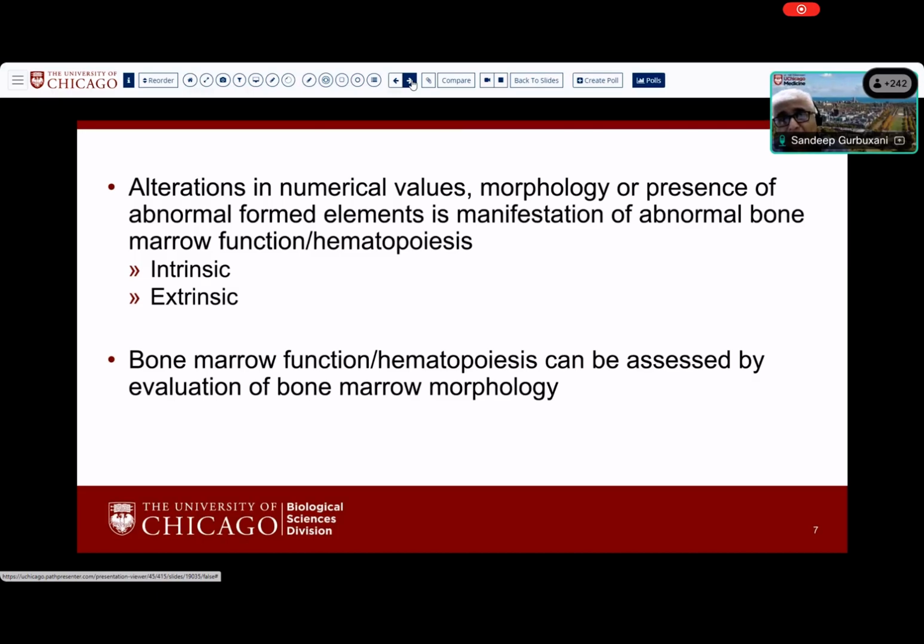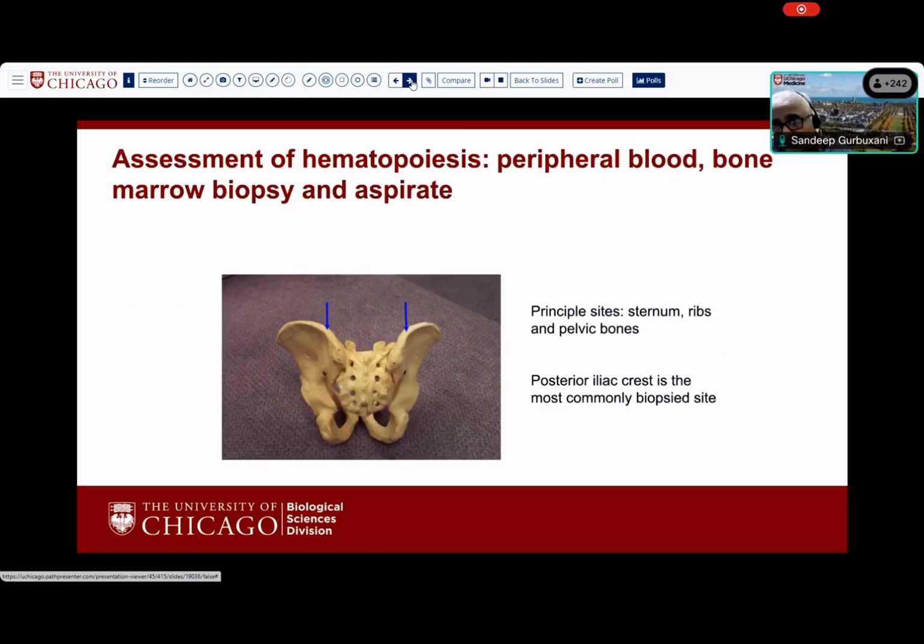And all of these, again, are abnormalities that are perceived in the peripheral blood and may trigger a bone marrow examination. And once the bone marrow has been done, we evaluate the morphology to see what the problems are, where the problems are, and get some insight into the pathogenesis of the disease that we're seeing in the peripheral blood. So I said the pelvic bone is a flat bone, it's a site of active hematopoiesis, and the iliac crest is very accessible.